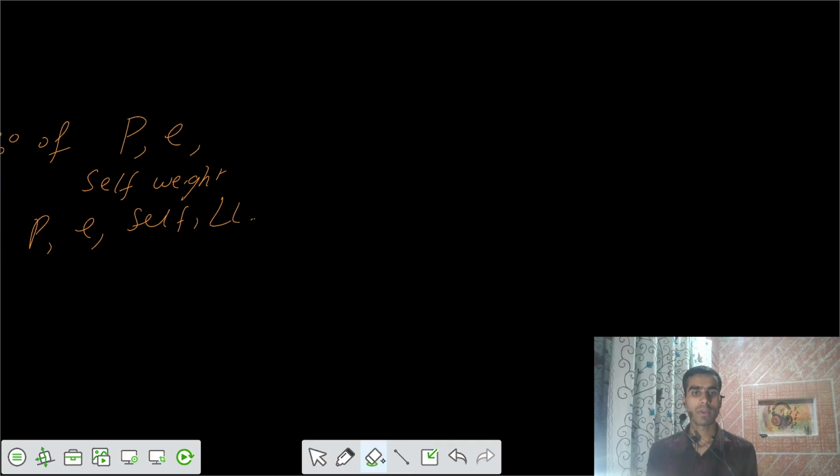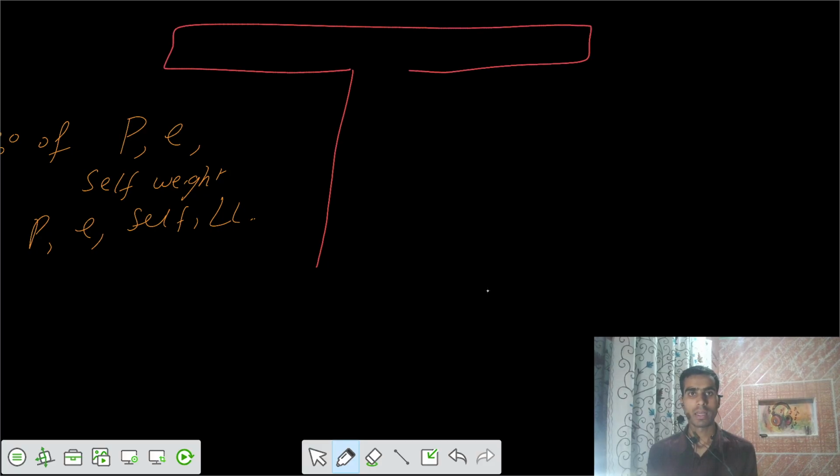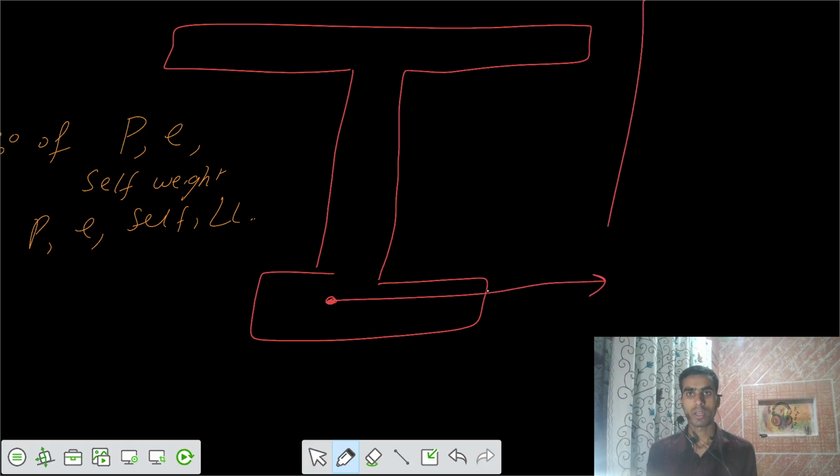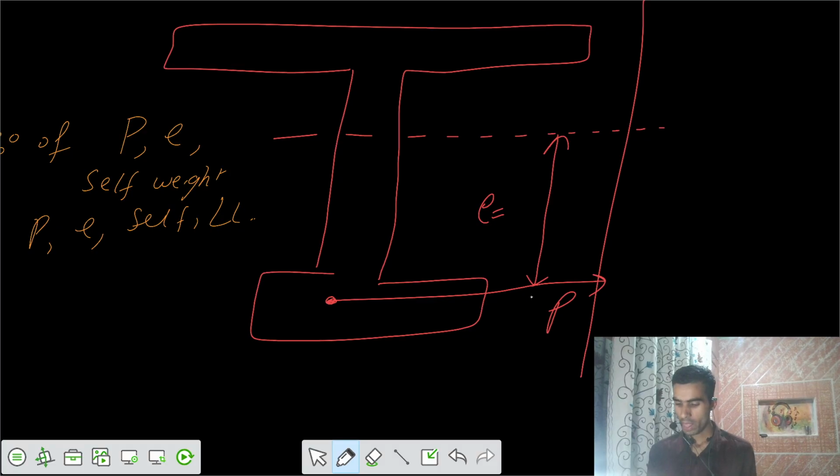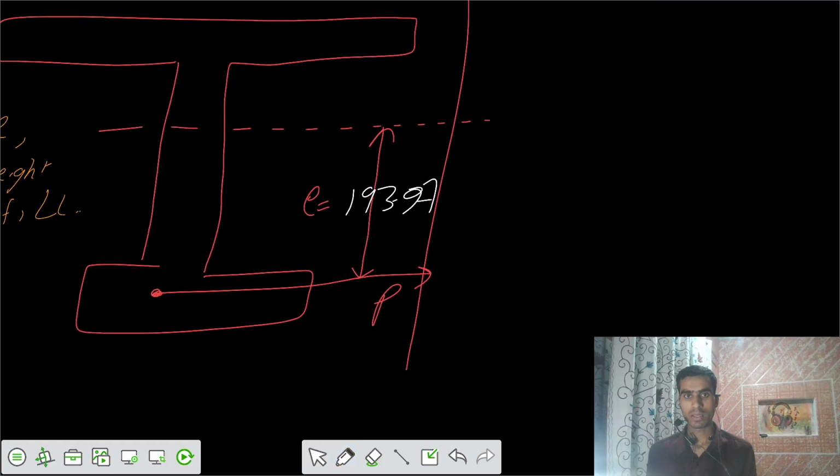So now the first case is that you have to calculate the stresses at the midspan because of the eccentricity of the load P, and because of the self weight. So I would say P was acting here. This was the location of P. From the centroid, what was the eccentricity of that load? Eccentricity was equal to 193.97. Can you tell me what are the stresses we can have?